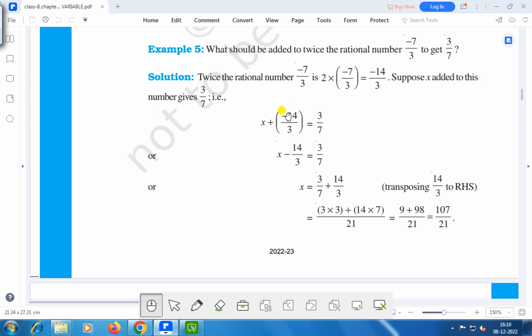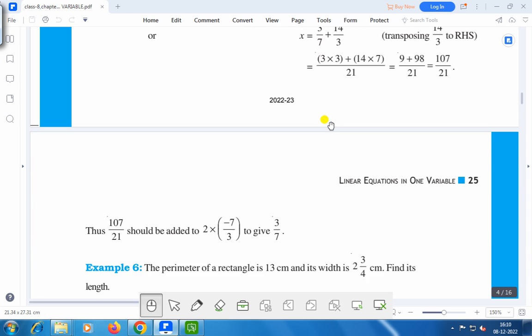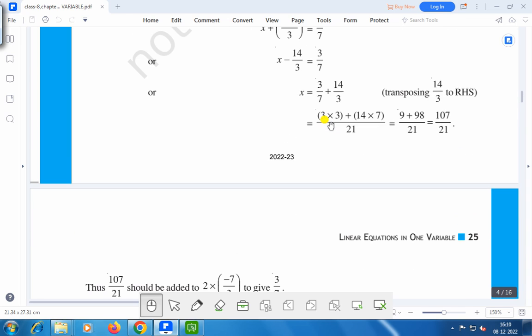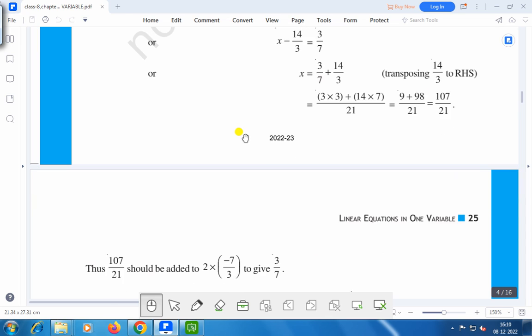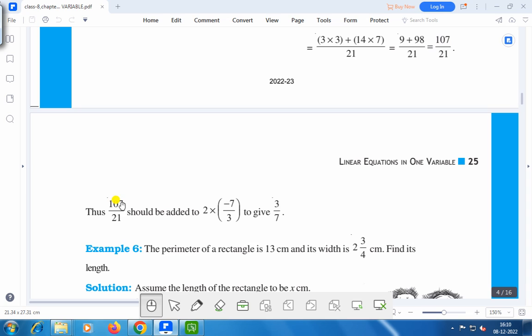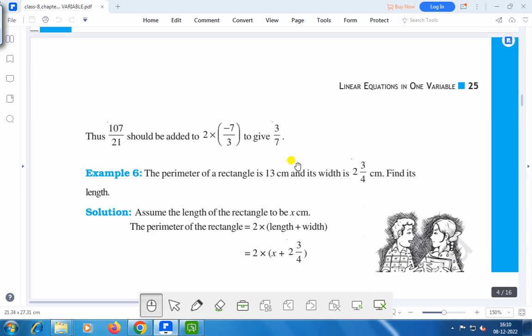So x plus minus 14 by 3 is equal to 3 by 7, and here it gives the value of x as 107 by 21. Thus 107 by 21 should be added to 2 into minus 7 by 3 to give 3 by 7.